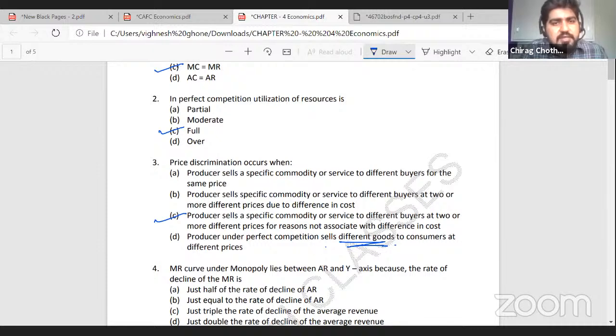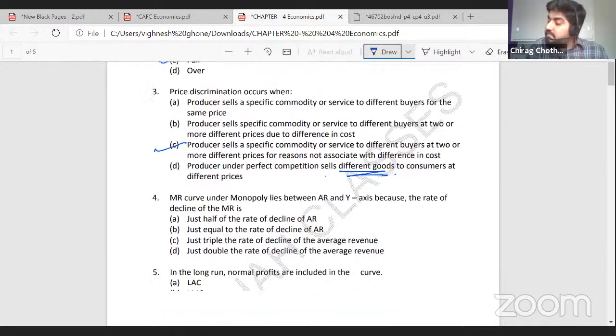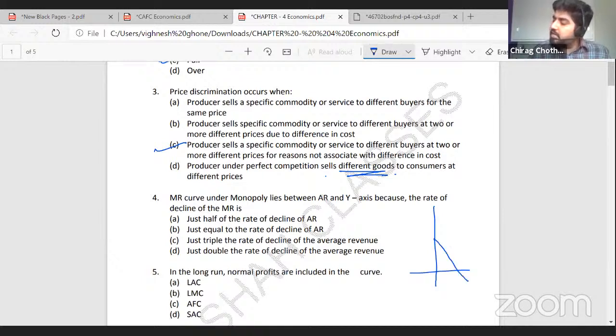Okay, very clear in this, right? So that's our third one, C. Next one: the MR curve under monopoly lies between AR and the Y axis. Well, that's true, right? So this is my MR curve, and this is my AR curve. So yes, it lies between AR and the Y axis. Yes, it is lying between them.